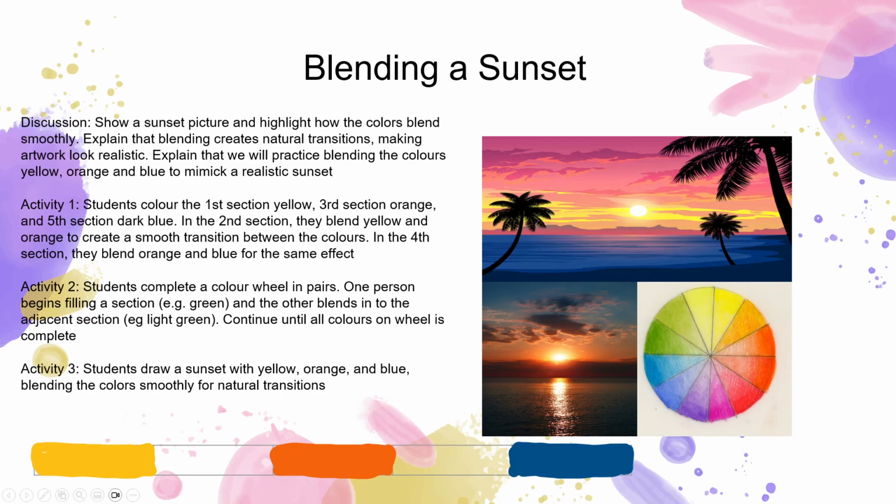In the second activity, students will work in pairs to create a colour wheel, making sure they're blending smoothly between adjacent colours. In the third activity, students will apply their blending techniques learned from the previous activities and will try to draw a realistic looking sunset. They will focus on smoothly blending yellow, orange and blue.